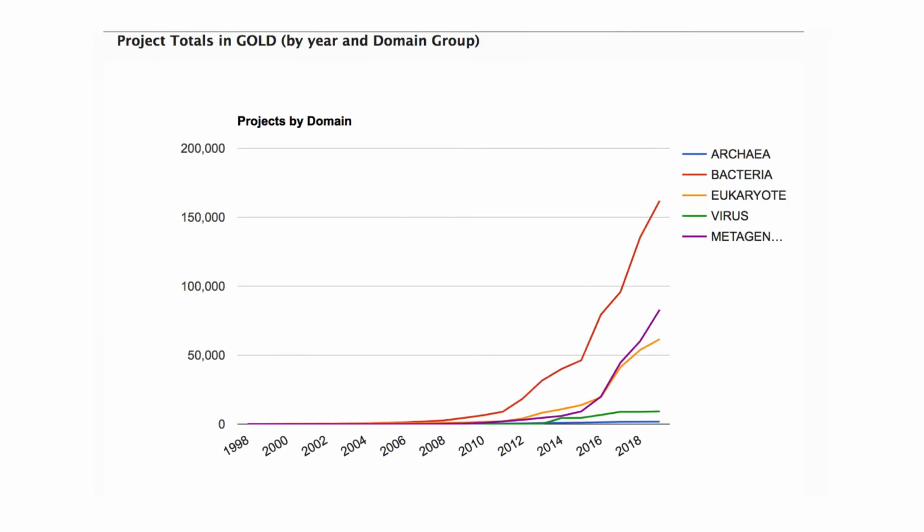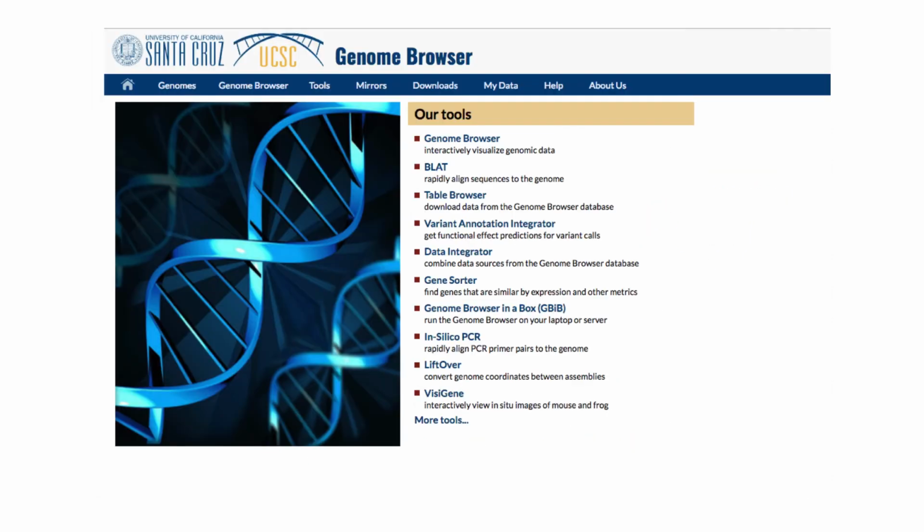Here you can see the distribution of completed genome projects. It makes sense that there's more bacteria that have been completed. They're much easier to sequence and assemble. They're smaller. They have fewer repetitive regions. Eukaryotes tend to be much more difficult.